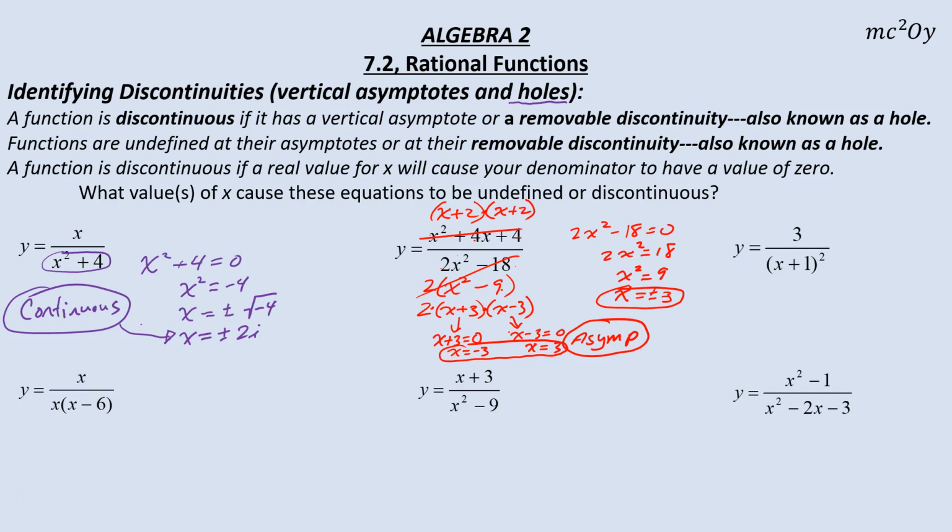Okay. So let's try in a different fashion here. Let's look at this one right here. y equals 3 over (x plus 1) quantity squared. Well, it's already been factored on the bottom. What will make this 0? Well, x plus 1 equals 0 when x equals negative 1. Can I cancel out an x plus 1 on top and bottom? Nope. So this is my discontinuity, and it is an asymptote.